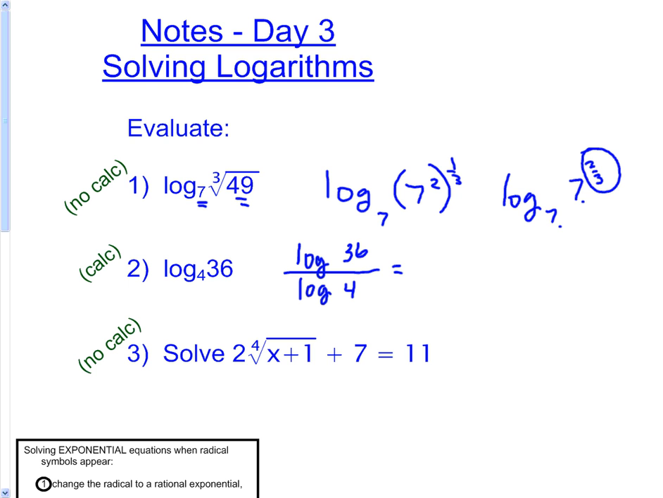Unless you've got the new operating system. That's true. The new operating system will allow you to do multiple bases. All right, so log 36 over log 4 comes out to 2 point something. I can't remember.